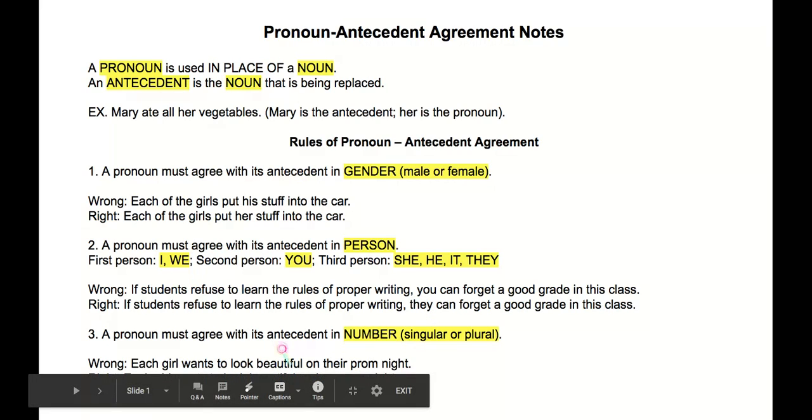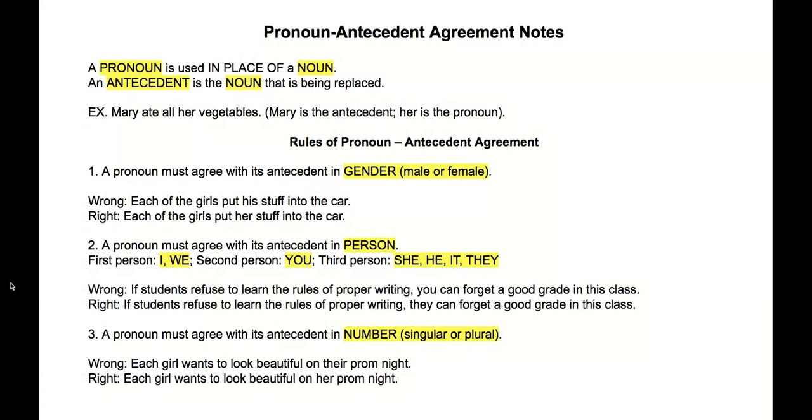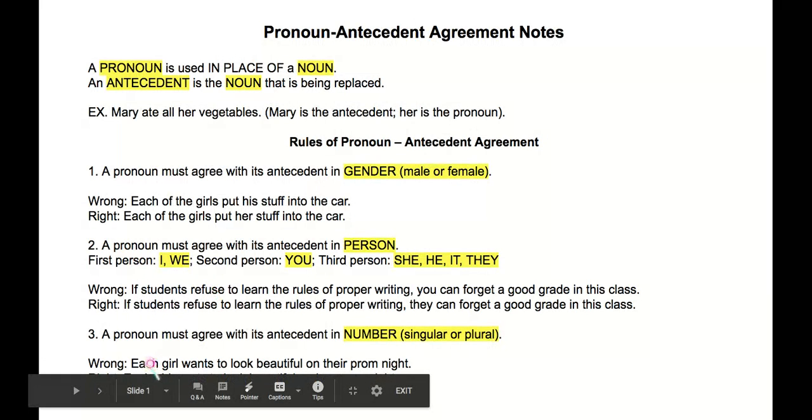For the third one, a pronoun must agree with its antecedent in number. Each girl wants to look beautiful on their prom night. The issue is each is singular because we're looking at individual girls, just like in number one. Each girl wants to look beautiful on their prom night. Their is plural, talking about multiple people. So what you want is for it to say each girl wants to look beautiful on her prom night. So this should be her prom night. And then this is singular and this is singular. So you have to make sure that they match inside of your sentence.